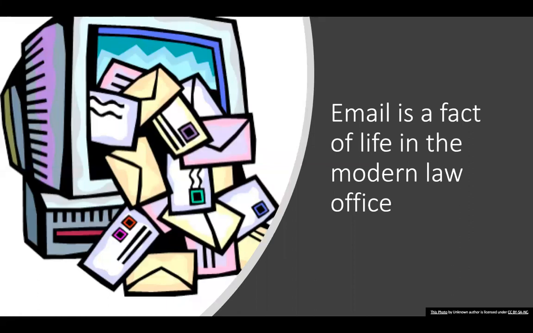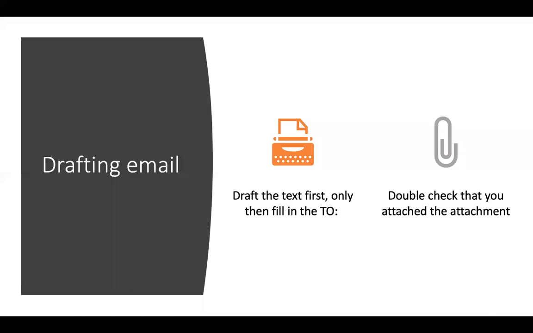Email is a fact of life in the modern law office. Here are some suggestions on how to write law office emails. Draft the text first, and only then fill in the to-line. This way, you can't accidentally send the email before you're ready. Double check that you've attached the attachment. This may seem obvious, but it happens all the time. Sometimes the email software will notice and ask you if you meant to attach a file, but it doesn't always work.